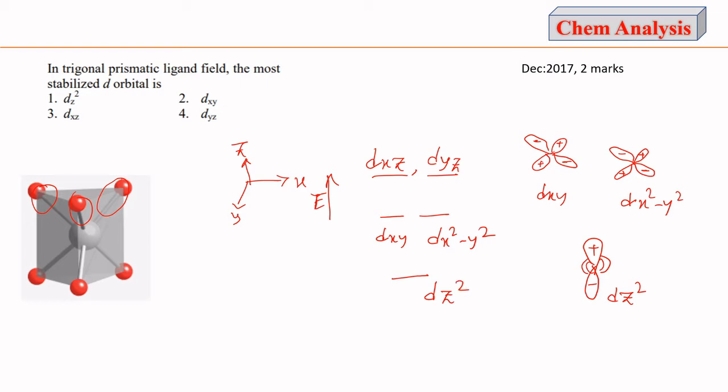Is it clear? Since the energy of the dz square orbital is lowest, it is more stable. Here it is asked for the most stabilized orbital, so the dz square orbital will be more stable. So we can see that option number 1 is the correct answer. Next, let's see another question.